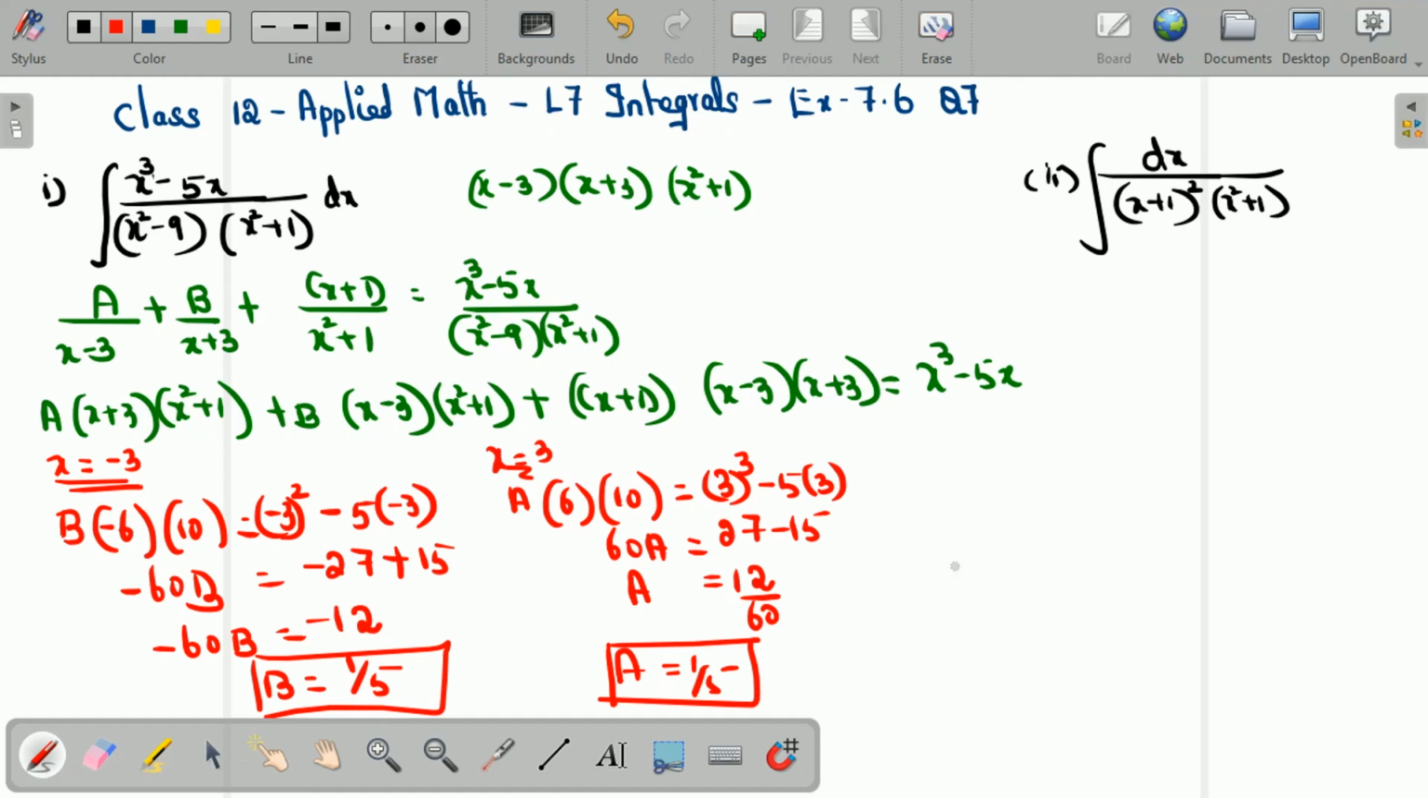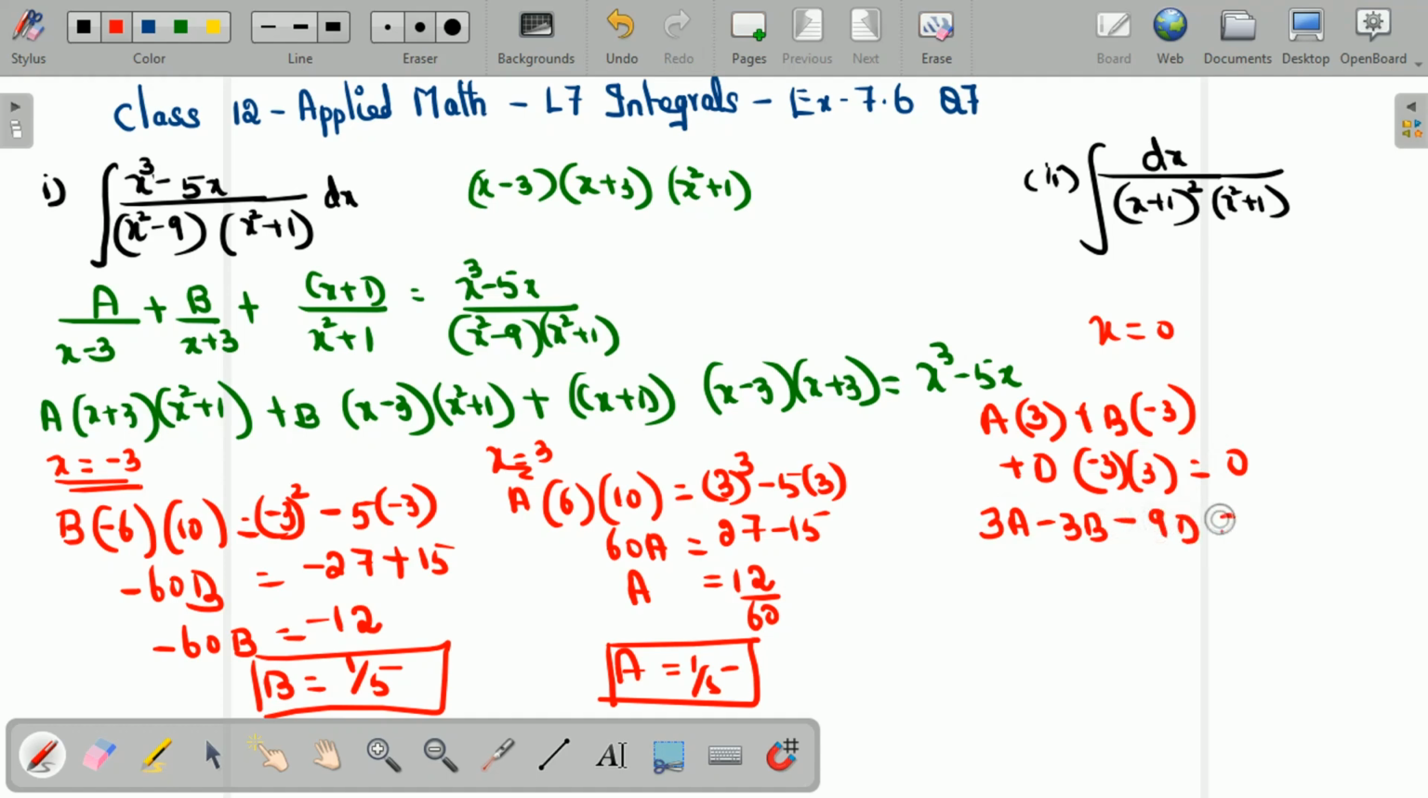Now let's put x value is equal to 0. So in this case, A will be into 0 plus 3 is 3, again 0 square plus 1 will be 1. So it is 3A plus B into 0 minus 3 is minus 3, then 0 plus 1, so that is just there. So we will skip that part. Now C itself is 0, so whatever happens, we only need to compute for D. So plus D into 0 minus 3 is minus 3, into 0 plus 3 is plus 3, is equal to, right side it is 0. So 3A minus 3B minus 9D is equal to 0.